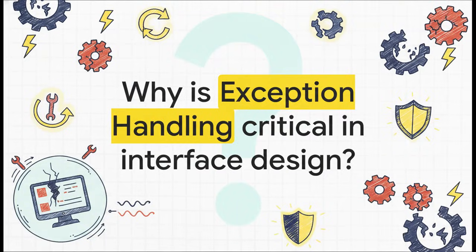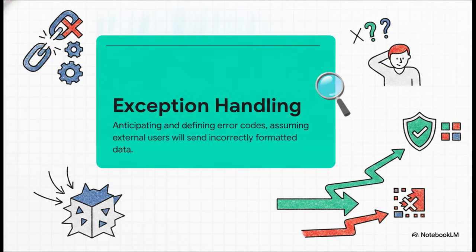Okay, so before we write a single line of code, we have to talk about things going wrong. A really common misconception students have is that exception handling just fixes broken code internally. But in service engineering, why is it considered an absolute defensive necessity right from the interface design stage? The answer is trust, or rather, a complete and total lack of it.